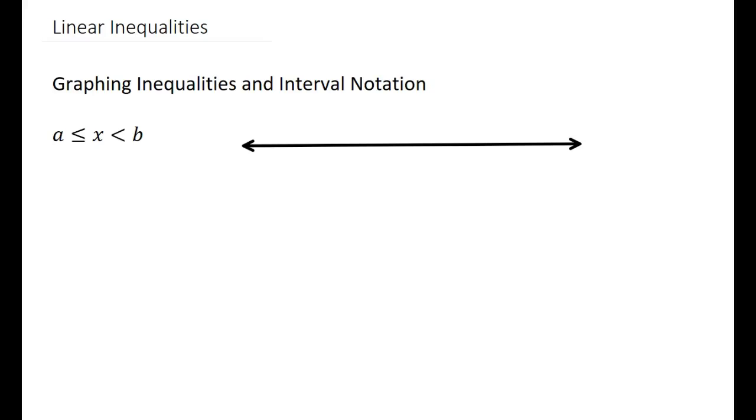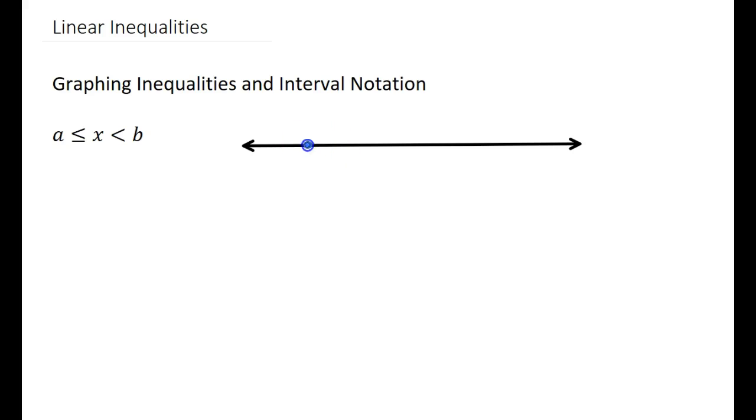Let's look at linear inequalities, and we need to know how to graph them first on a number line. So here's some terminology. If I've got a less than or equal to x, which is less than or equal to b, that means any x value between a and b, including a, here's what I do.